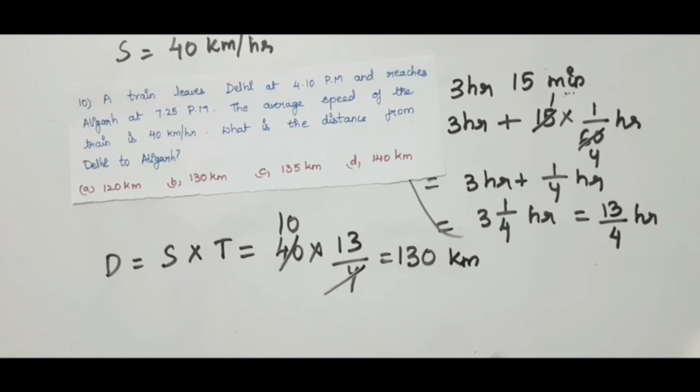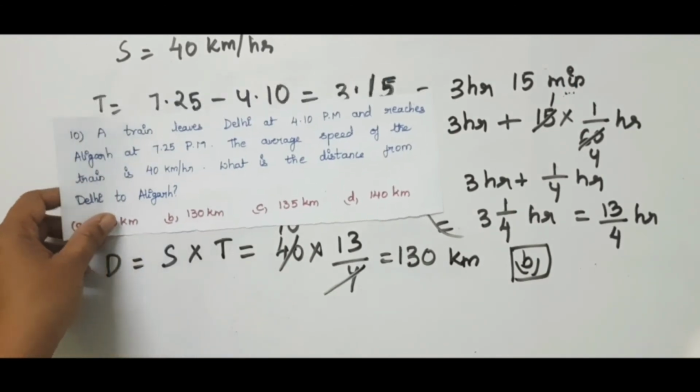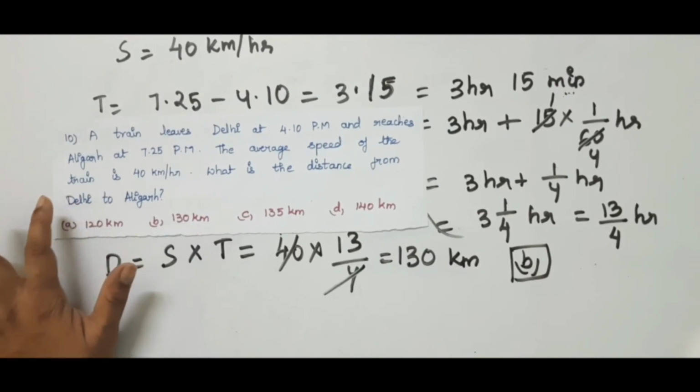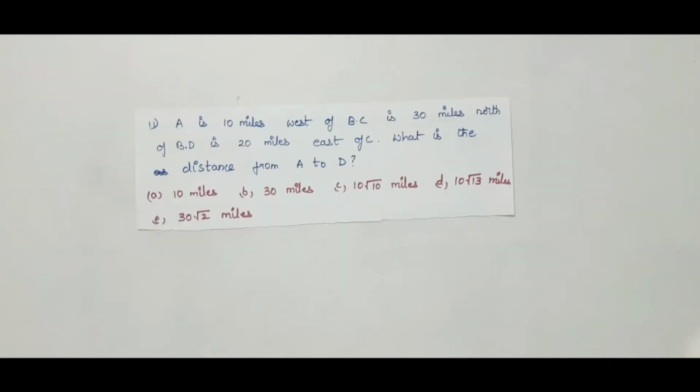Let us go to the options and check. It is option B. So if they give the time interval of two stations, first find the difference in time. Once you get it, check the units and convert to the units given in the problem as per the speed. Then calculate the distance for this type of problems. Now let us go to the next problem.